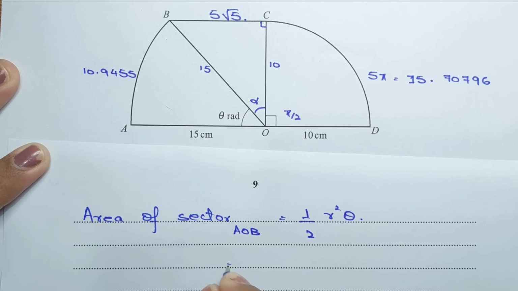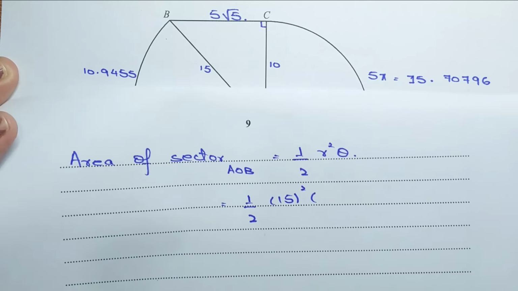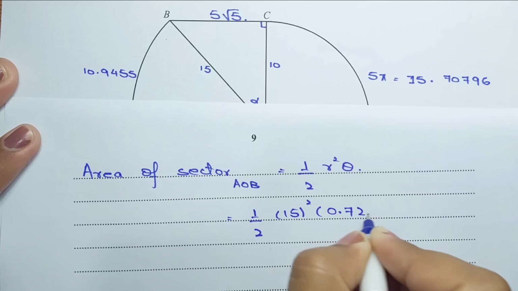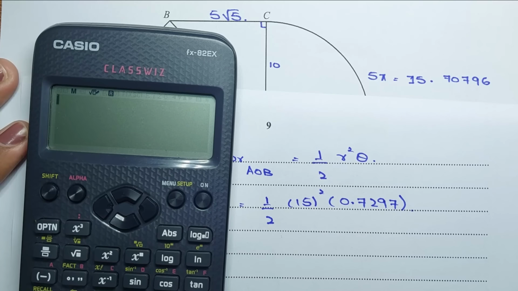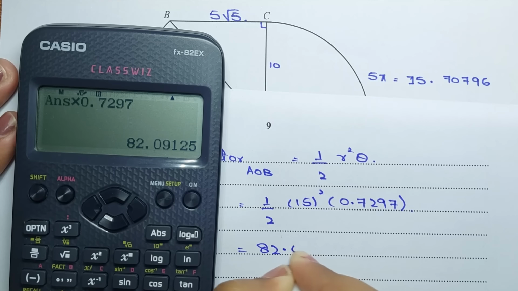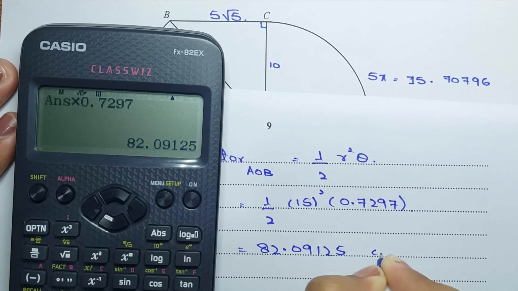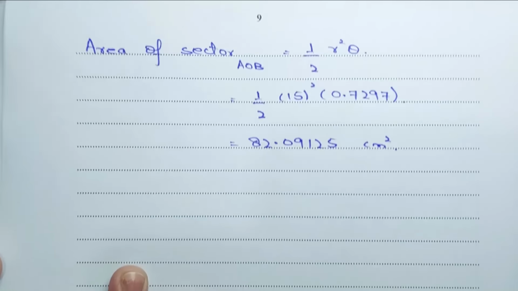Now this is half, the radius is 15, its square, and theta is 0.7297. Let me simplify this. So 1 by 2 times 15 square times 0.7297 is this much, which is 82.09125 centimeter square.